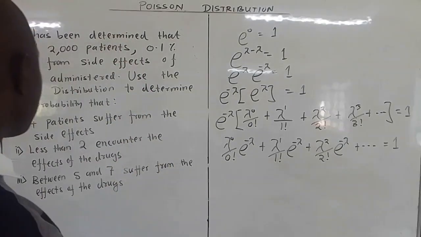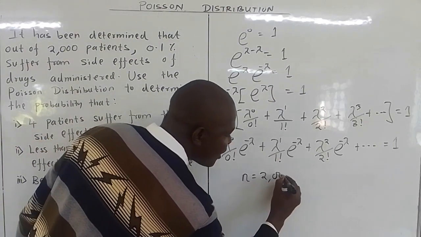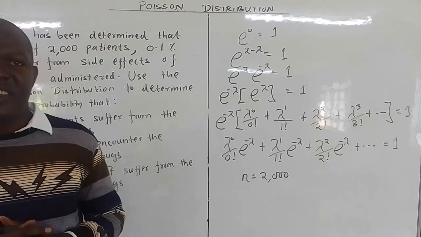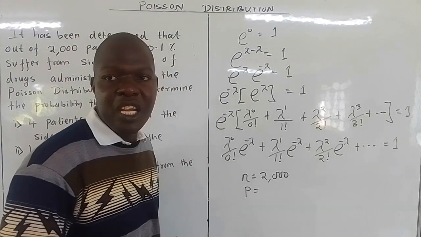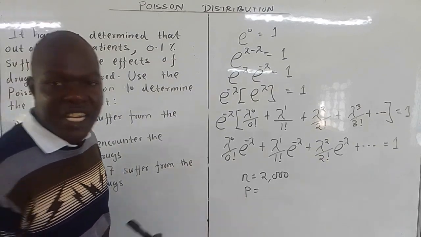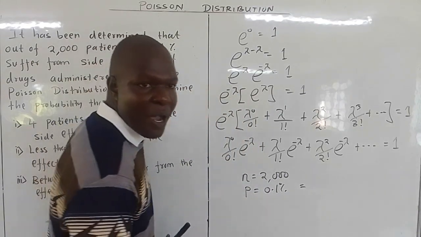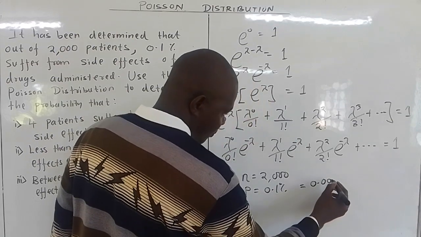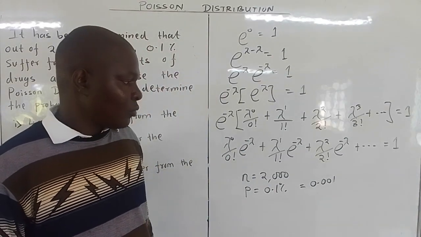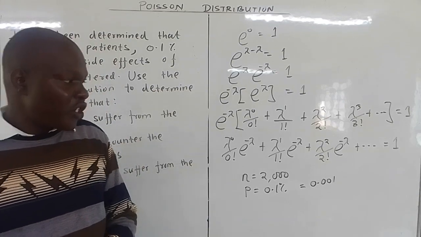So from there you now go to the question. You've been told it has been determined that out of 2,000 patients, meaning they are telling you that the number of patients is 2,000, 0.1% suffer from the side effects. So if you denote with P the probability of success, P denotes the probability that a patient suffers from side effects, isn't it? So the probability that a patient suffers from the side effect is 0.1%. And what is 0.1%? 0.1% is 0.1 divided by 100, which is 0.001. Are we together? Yes. 0.1% is 0.001. So this is the probability that a patient suffers from the side effect.